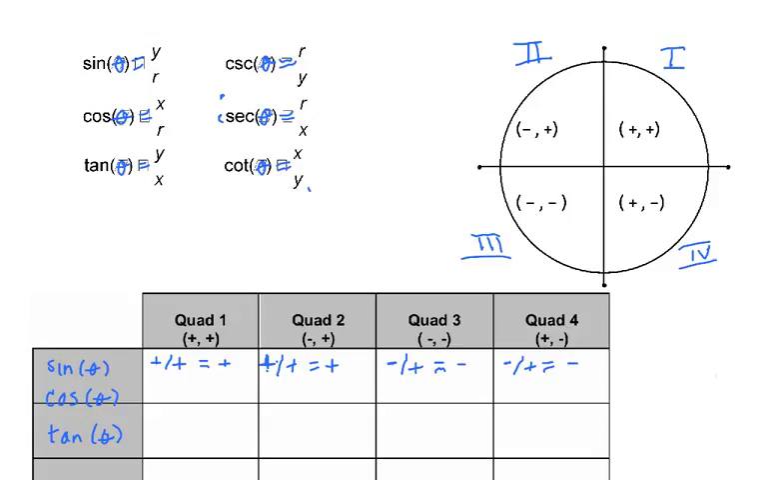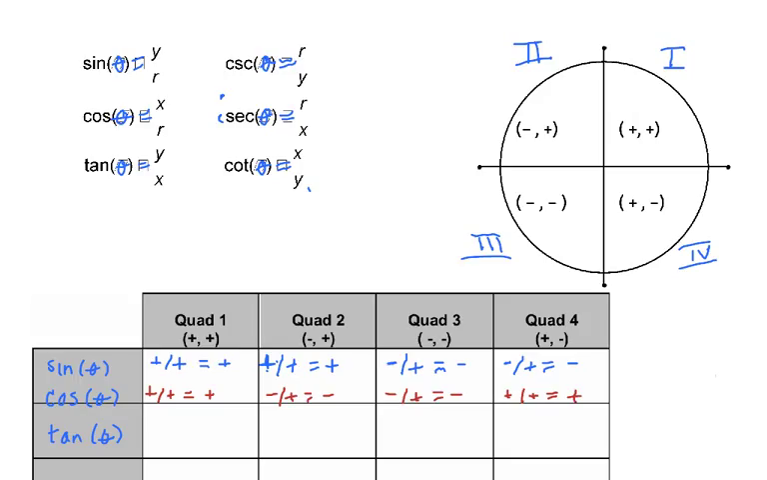I want to do the same thing with cosine now. Cosine is x over r. In quadrant 1, that's plus over plus, which is plus. In quadrant 2, that's minus over plus, which is minus. In quadrant 3, the x value is negative. The radius is always positive. Negative over positive is negative. In quadrant 4, the x value is positive. The r value is also positive. So again, we get plus over plus here, which gives us a positive overall value.